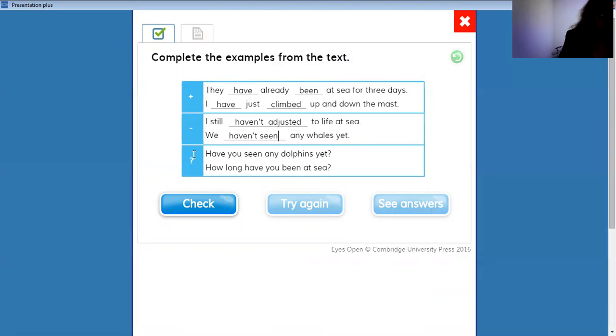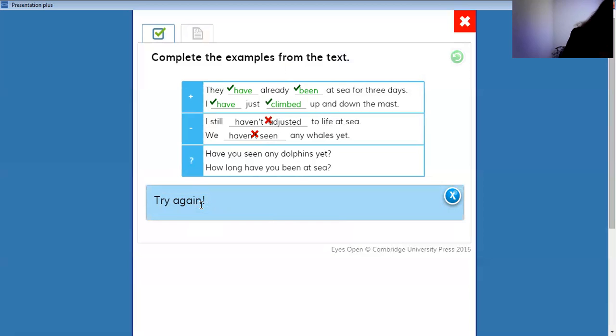Okay, now here you have questions. Have you seen any dolphin yet? Yet. What is yet? At the end of the sentences, at the end of the questions. Okay, remember this. Yet in negative sentences and in questions. Where is it? At the end of the sentence. Where we use already, after have. Where we use just, after have. Here we have to use still, before have. Okay, before have. Good. Now we have to check.